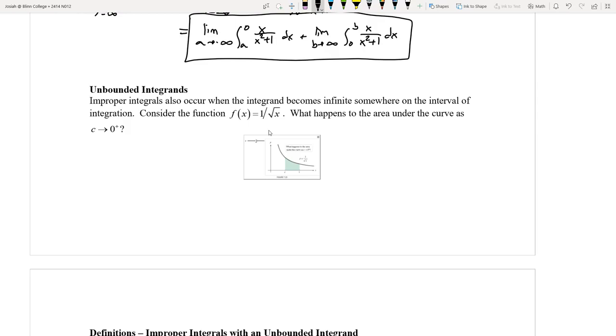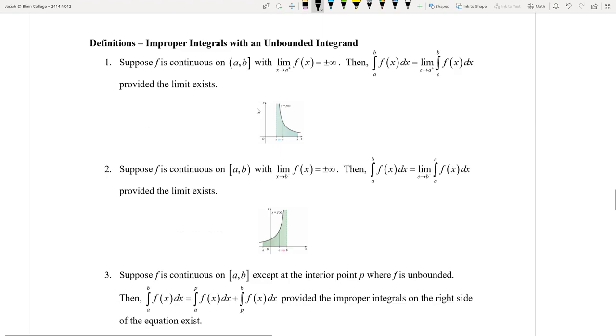We see as c goes to 0, our function blows up. We have a vertical asymptote. So as we go to 0 from the right, we have a problem. And so what we'll have to do is use this idea that we're going to c from the right, and combine that with the previous strategy to end up with what we want. So we'll get a definition here.